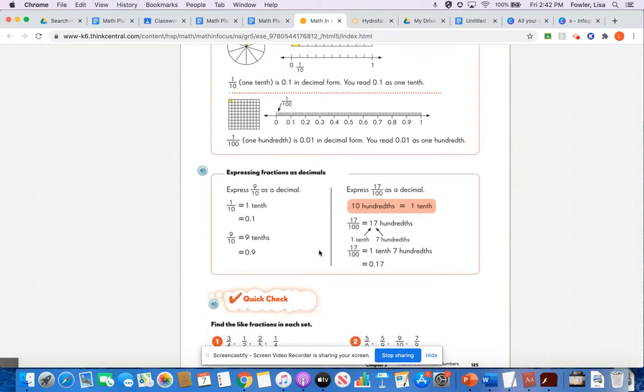You can also express other kinds of fractions as decimals. So if you were expressing 9 tenths as a decimal, if you know that 1/10 looks like this, 0.1, you know that 9 tenths would equal 0.9. If you had 17 hundredths as a decimal, you know that 10 hundredths equals 1/10. 17 hundredths, you have 1/10 and 7 hundredths. So 17/100 equals 1/10 and 7 hundredths, and it can be written like this, 0.17, because you have the 1 in the tenths place and the 7 in the hundredths place.